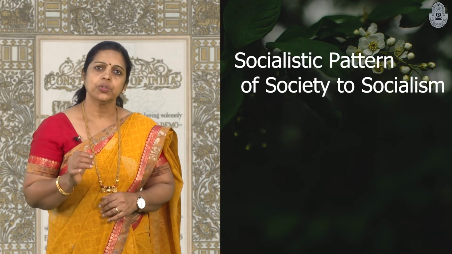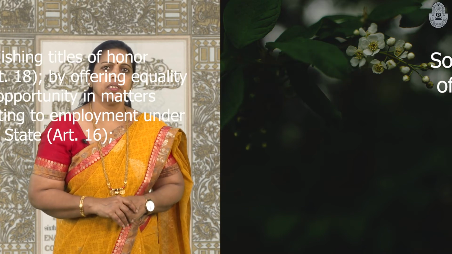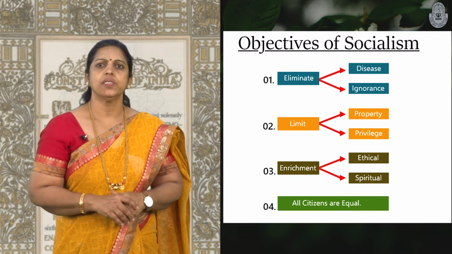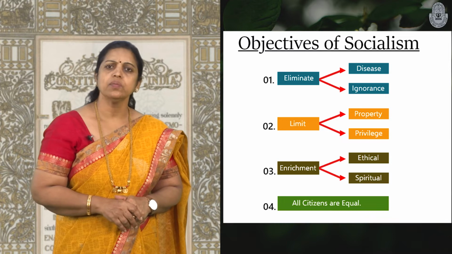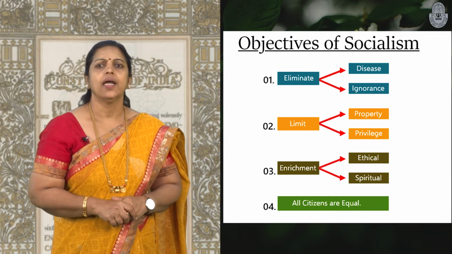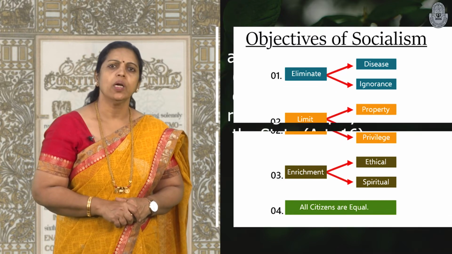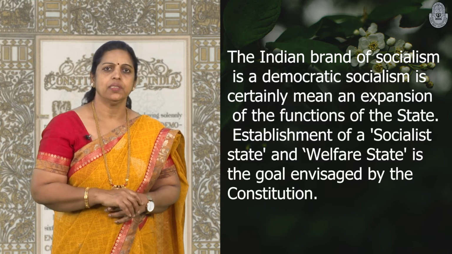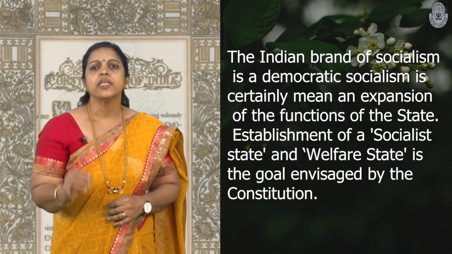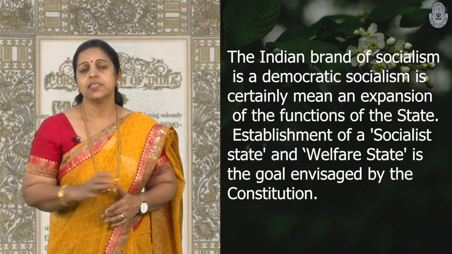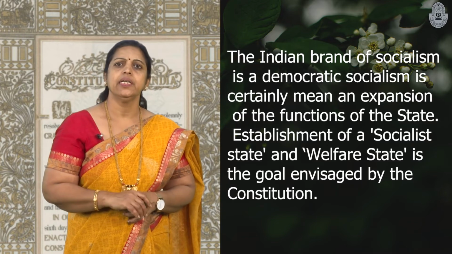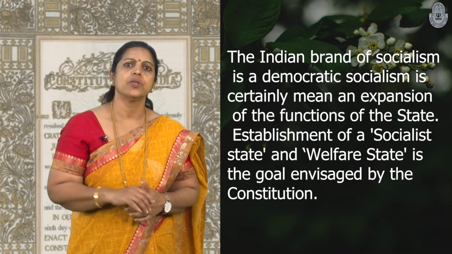Socialism or socialistic pattern of society. The Indian Constitution envisages socialism not in the usual sense, because socialism involves nationalization of all means of production and abolition of private property. The Indian brand of socialism is a democratic socialism, which is certainly an expansion of the function of the state. The establishment of a socialistic state and welfare state is the goal envisaged by the Constitution.